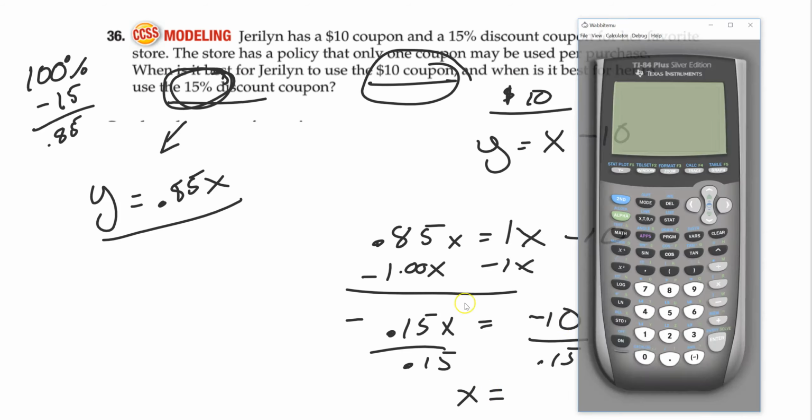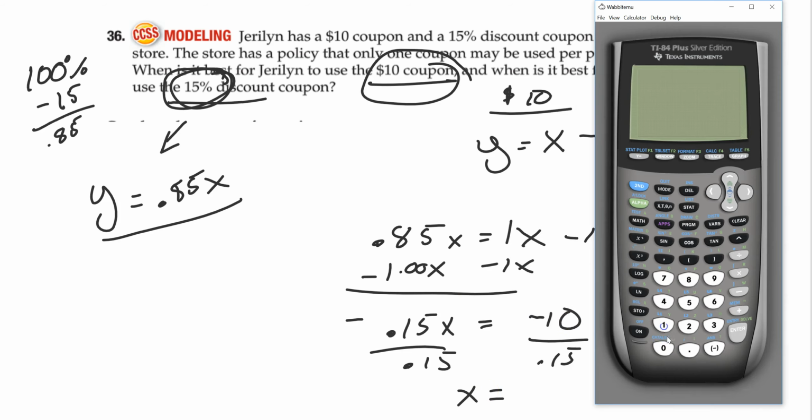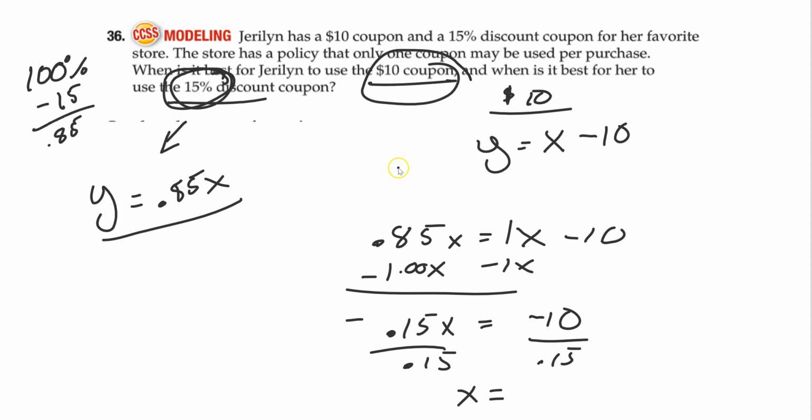Let's use a calculator. It's an application problem. You can do that. I thought I turned it on. 10 divided by 0.15, about $67. So that's when they're both the same, right? It doesn't matter which one you use when the dress costs about $67. When's the best to use each one?